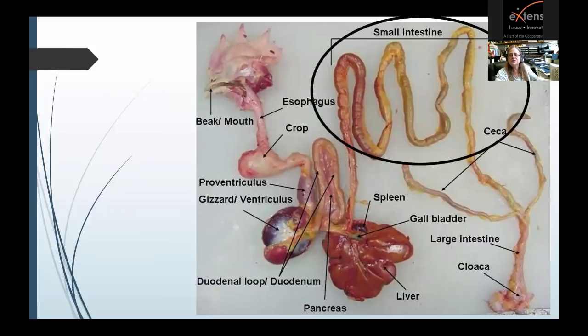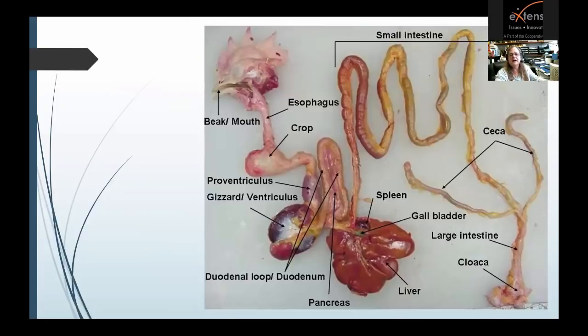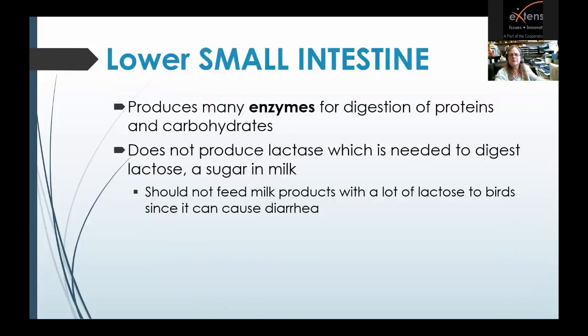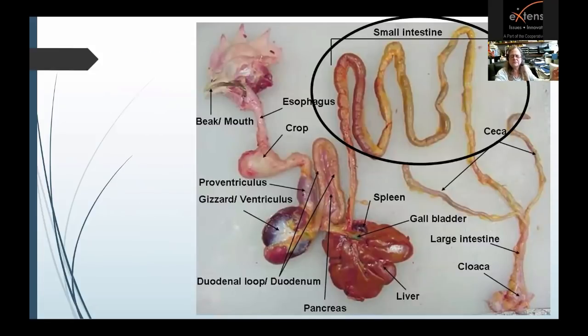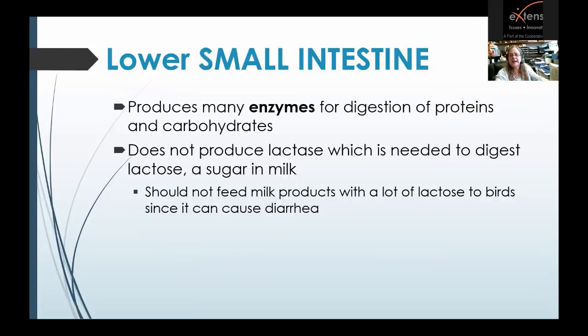From there, it goes on to the rest of the small intestine, referred to as the lower small intestine, because the duodenum is technically part of the small intestine. And it's here that the chemical parts of the food that have been released into the digestive tract are absorbed through the lining of the intestine into the bloodstream and made available to the animal. So again, there are some enzymes with some digestion going on.